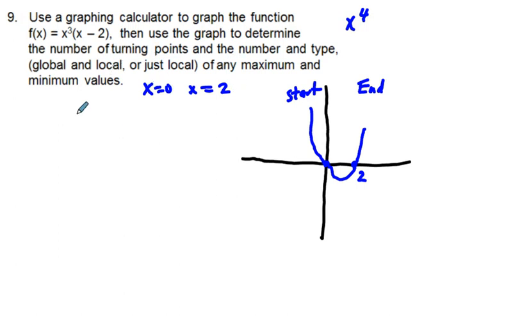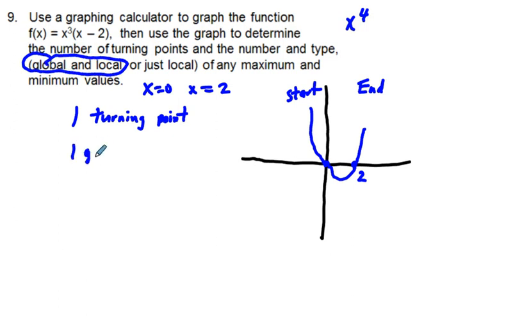We have just one turning point. And we only have one minimum, and that is going to be a global and local minimum. One global, which also means local, minimum. So that's going to be number 9.